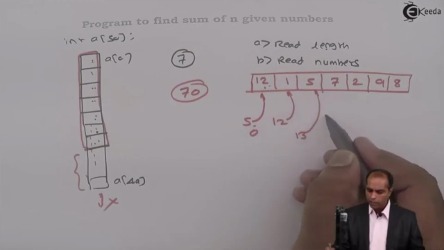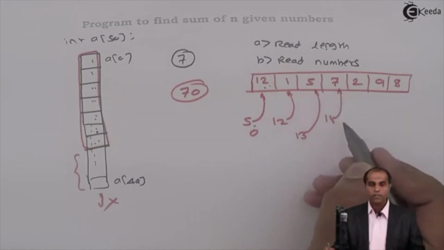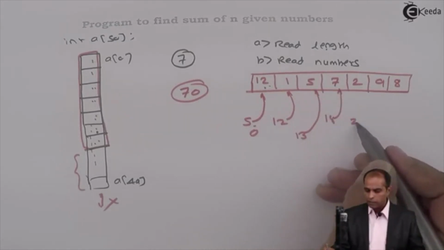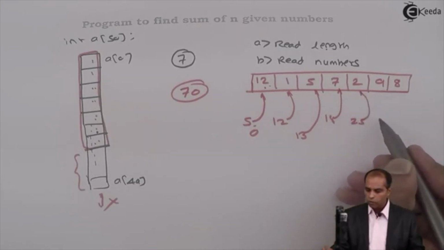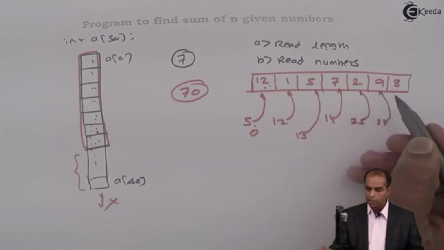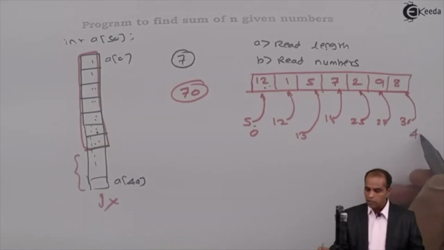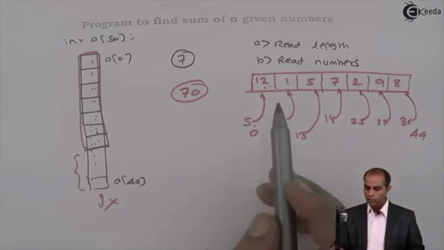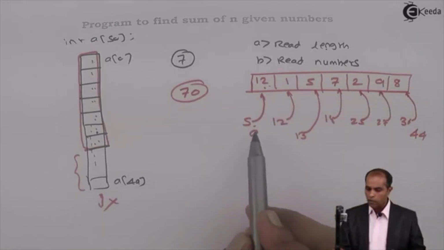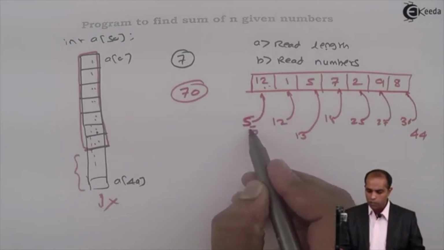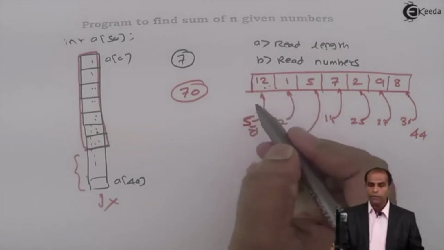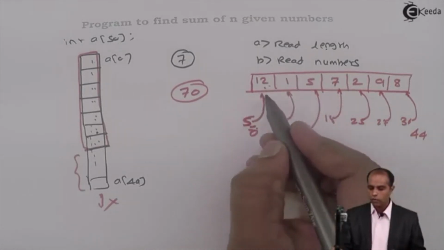13 is added with 5, that becomes 18. 18 is added with 7, then the result is 25. 25 is added with 2, the result is 27. 27 is added with 9, the result is 36. 36 is added with 8, the result is 44. If I have these n numbers, I just kept on adding to the value of s. S was what initially? 0. S was added with every element of the array and the result is stored back to s itself.